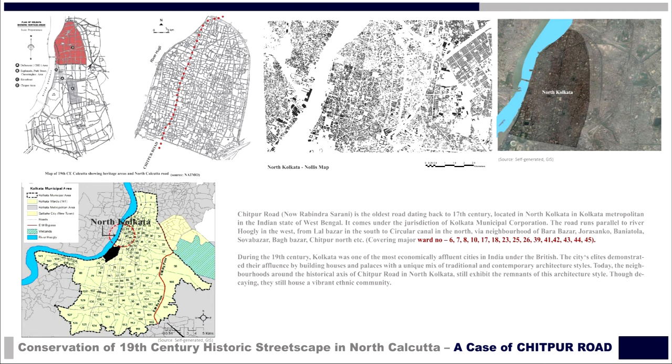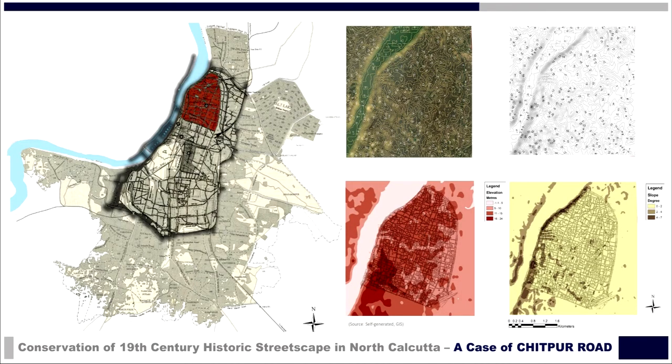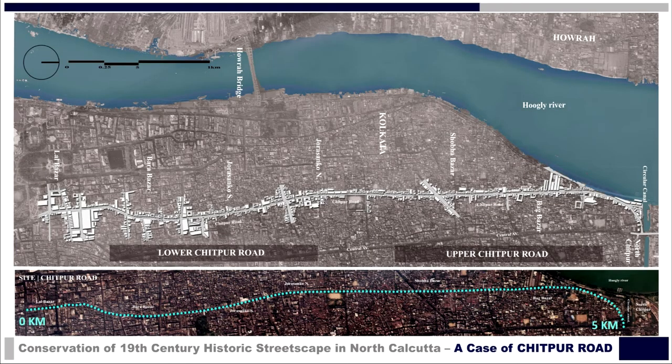Chitpur comes under the jurisdiction of KMC, running parallel to River Hooghly in the west from Lal Bazar in the south to Circular Canal in the north, also showing the wards and the major neighborhoods. Map showing the extent of 19th century Calcutta in context of the present day KMC administrative boundary. Analyzing the surface configuration, the contours, the slope elevation that shows a moderately flat site with highest elevation of 21 meters. Delineating the study area, identifying the two parts of Chitpur Road as historically named Upper Chitpur and Lower Chitpur Road with the neighborhood of Jorashako being the center.